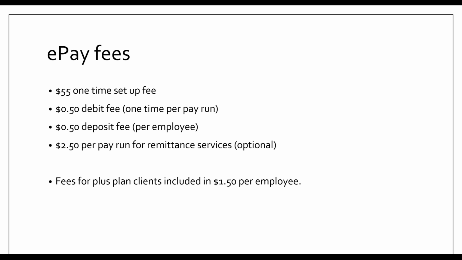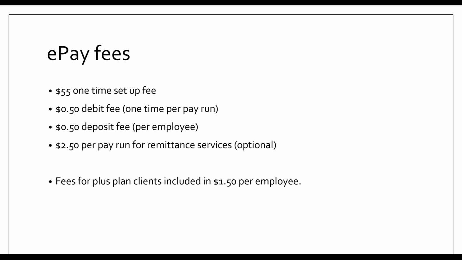Additionally, we offer remittance services, which are optional. Remittance services means that we will pay and file your government remittances for you. This is a flat rate of $2.50 per pay run. So if we had our 5 employees at $3 a pay run and we had remittance services on there, it would be a total of $5.50 per pay run. These fees are not taxable when we're working with it like this.